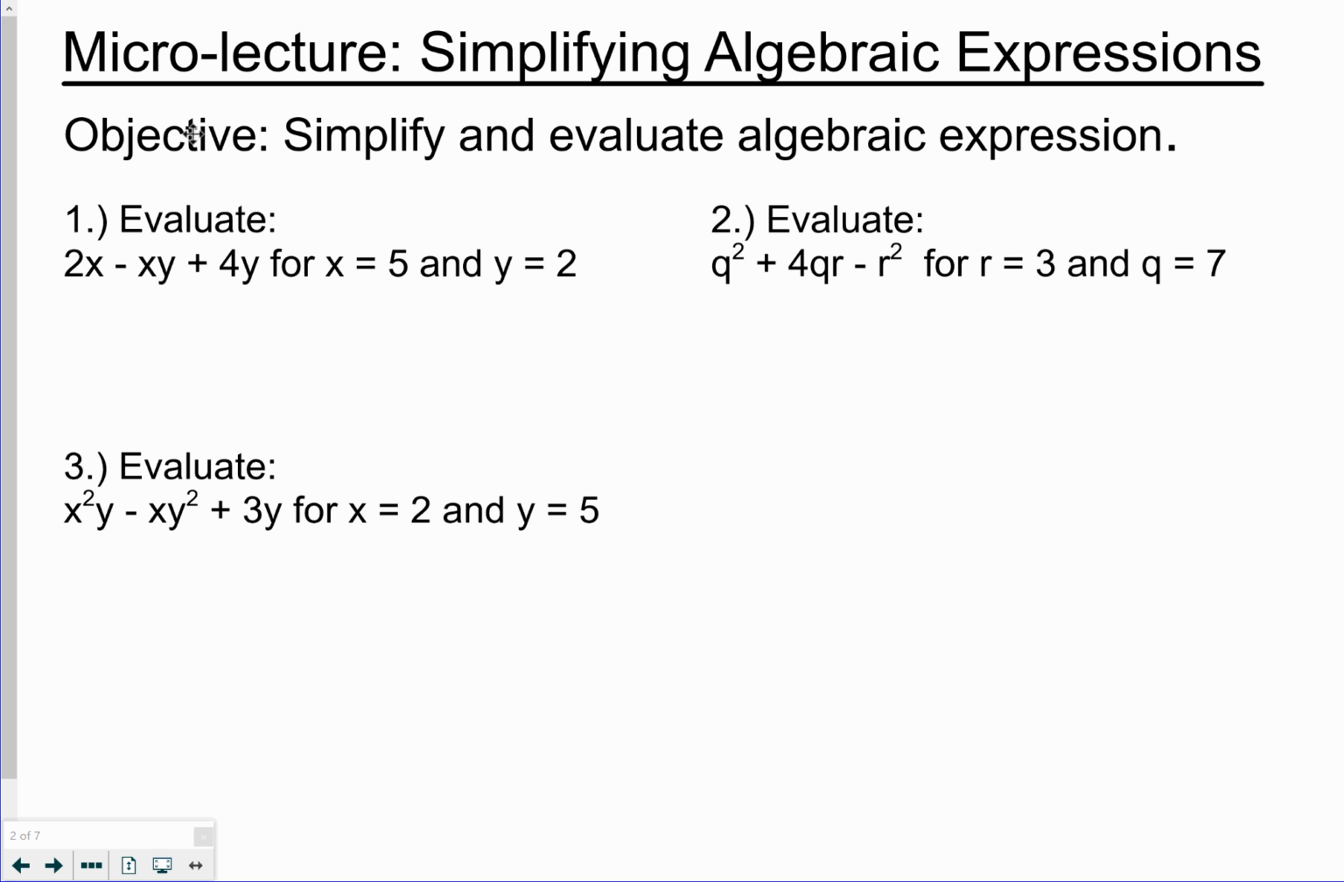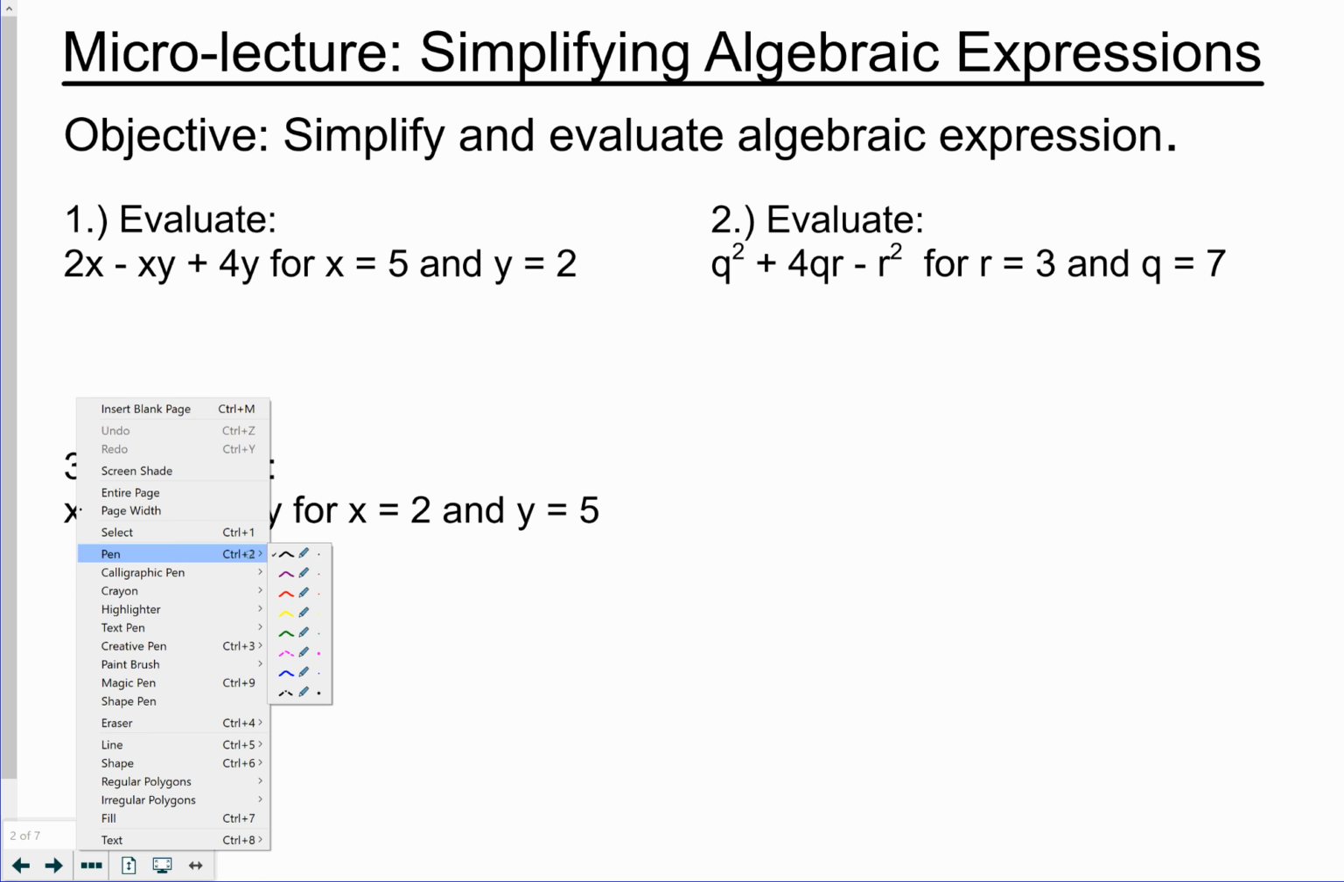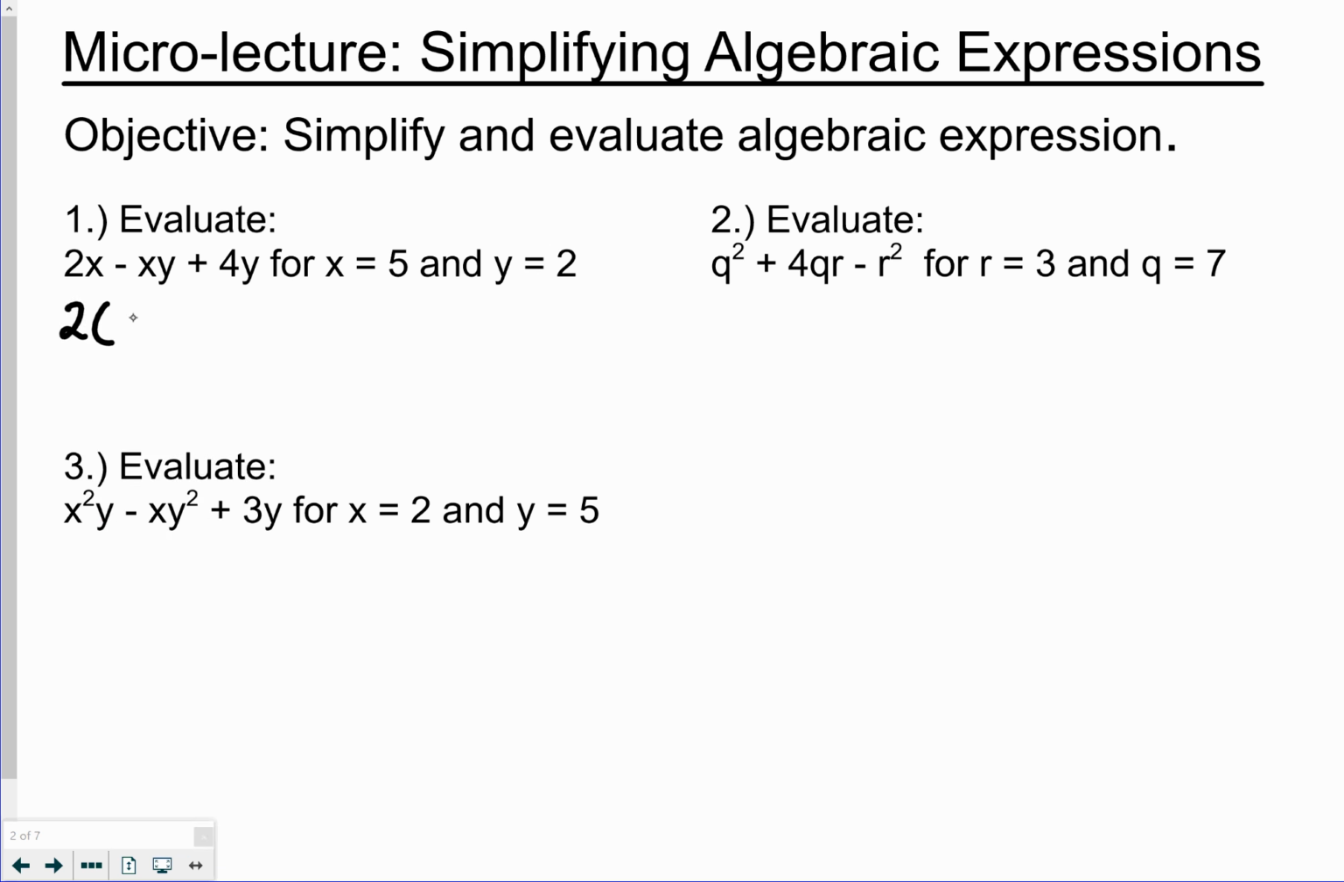So, look at the first one: 2x minus xy plus 4y. And we're going to use x is 5 and y is 2. So that means I'm going to replace that x with 5. So it'll be 2 times 5. Anytime you substitute a number for a letter, it better be surrounded by what? Parentheses. So make sure you write that down in parentheses.